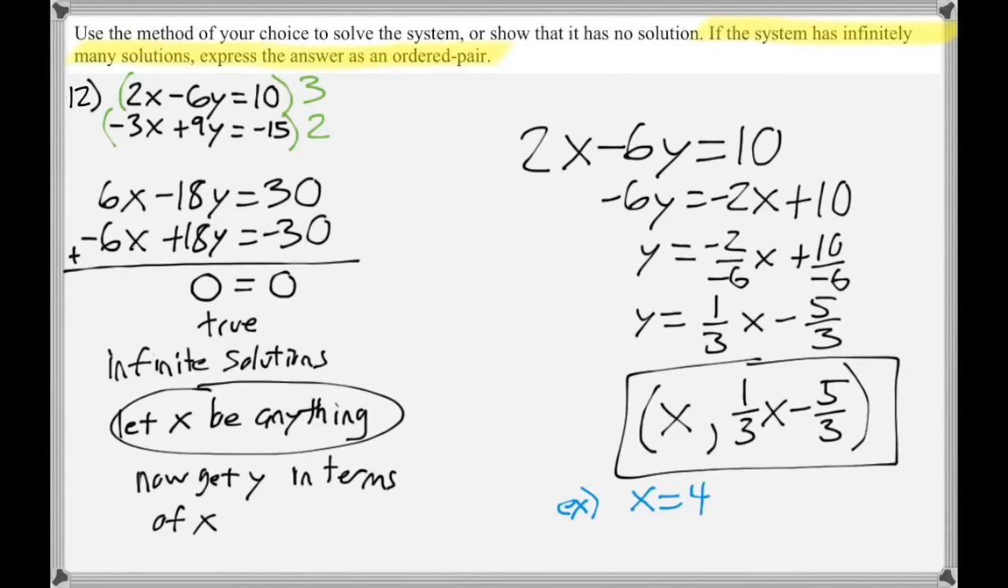You'd have to plug in 4 into this, and you'd find that your corresponding y value would be, so this would be 4, and then it would be -1/3. So if you plugged in x is equal to 5, you'd have 5, and then this would be equal to 0. So it is infinite solutions, and you can pick whatever you want to for x, but then y is still dependent on what you picked for x.